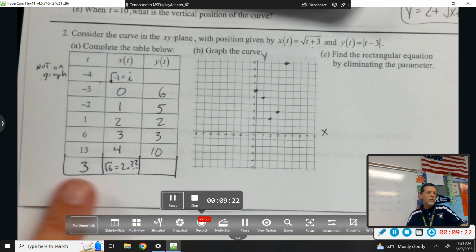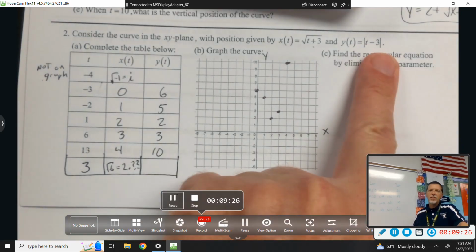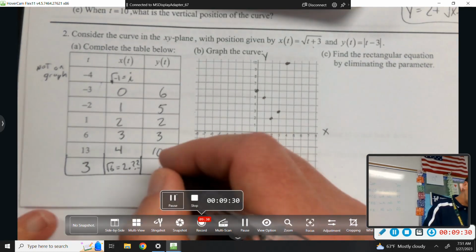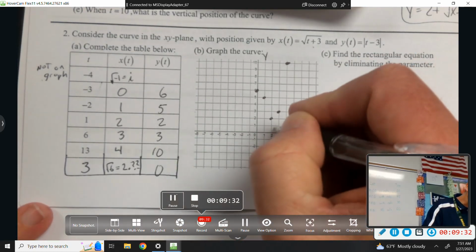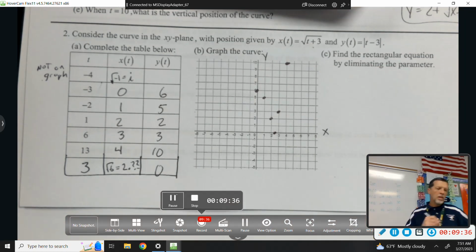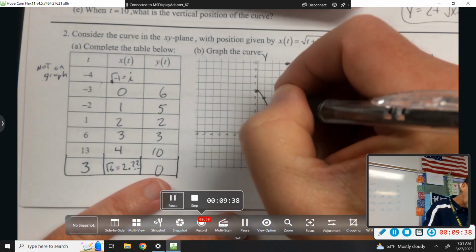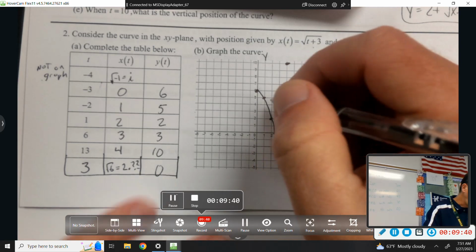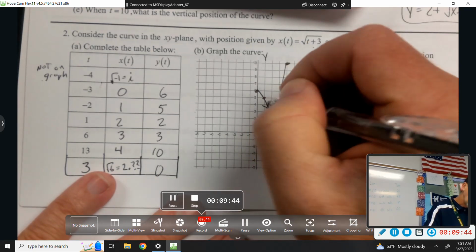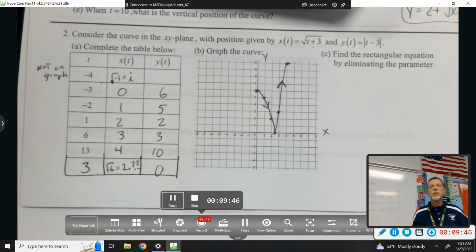And then here's why I wanted to include 3. If I plug in 3, what's my y value going to be? 0. So that gives me another point at 2 point something, comma 0. And that's where this graph sort of bounces back the other direction. And again, put some arrows on there to indicate the direction.